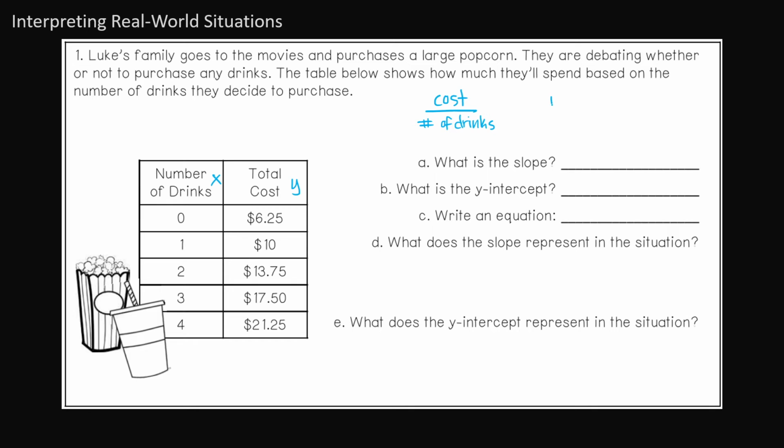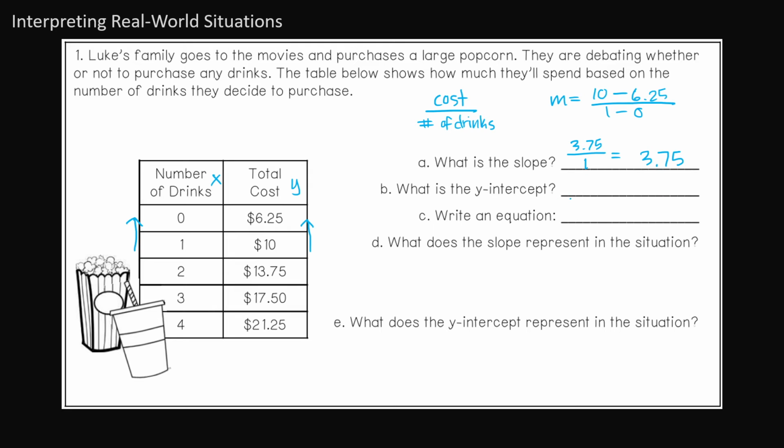So we would have, for the slope, 10 minus 6.25, just subtracting, divided by 1 minus 0. So 10 minus 6.25 would be 3.75, and 1 minus 0 is 1. The slope would be 3.75.